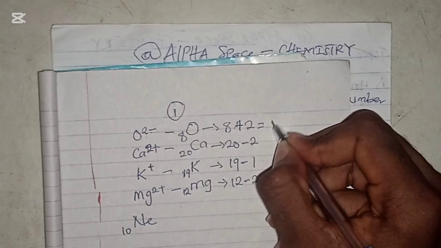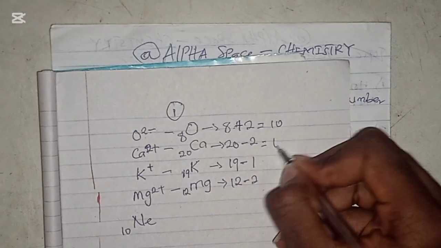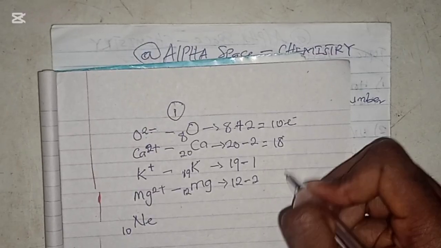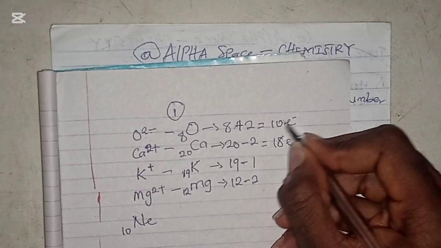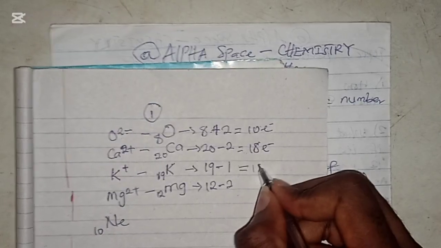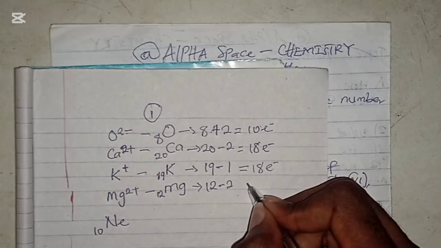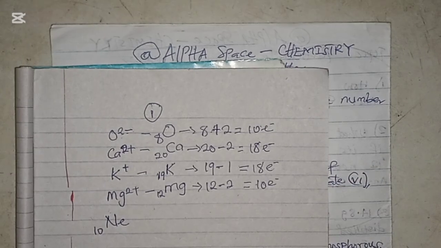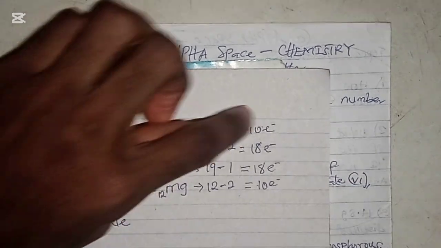You can see this is 10, this one has 18 electrons left, this one has 10 electrons, 18 electrons, this has 18 electrons also, and this has 10 electrons. So the answer will be what? Because this is 10, 10, 10.